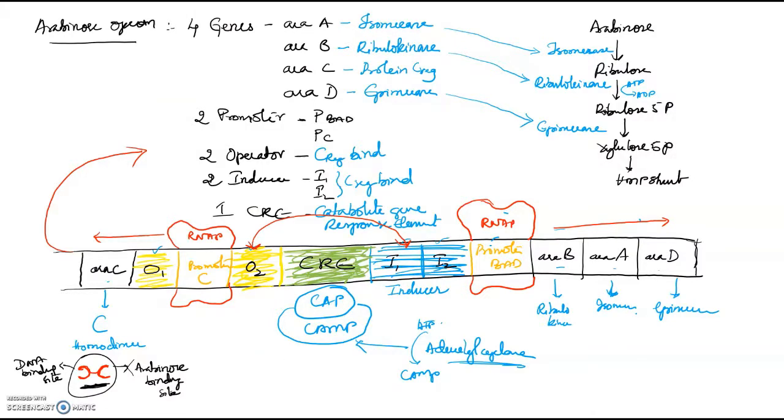Short recap. The arabinose operon is made up of 4 genes A, B, C, D, which are required. These enzymes, isomerase, ribulokinase and epimerase, are required for conversion of arabinose to xylulose 5-phosphate, which goes into the HMP shunt. Then it contains 2 promoter regions. One promoter region is for BAD and one promoter region is for ARA-C or the C regulatory protein. Then 2 operators O2 and O1 and 2 inducers I1 and I2, both of which are bound by the regulatory binding protein C. Then we also have a catabolite gene response element CRE, to which CAP and cyclic AMP will bind. Now C is a homodimer. It has a DNA binding site and an arabinose binding site.